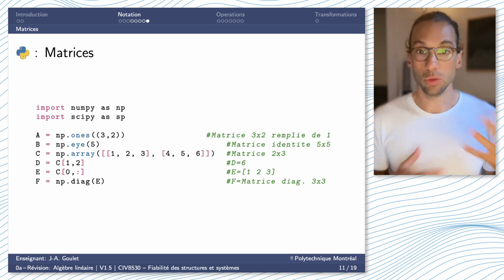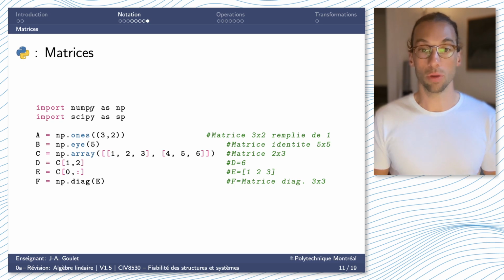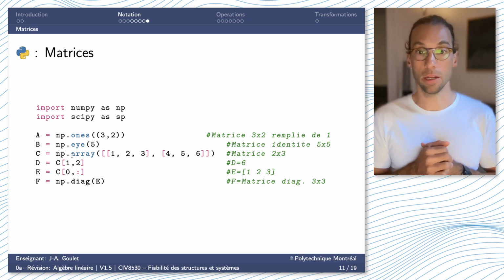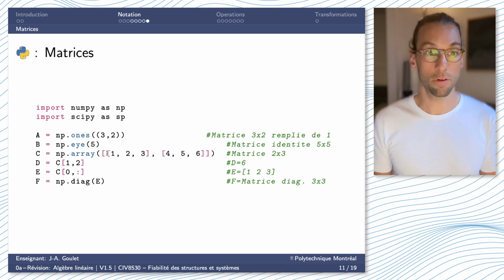So if we look in Python, how can we do these basic operations? If we use the packages numpy and scipy, we can define matrix A using numpy ones with 3 rows, 2 columns. It's going to be a 3 by 2 matrix filled with ones. We can do I5. That's going to be an identity matrix, 5 by 5 in dimension. Now if we want to manually build a matrix, we can use np.array. The first line is going to be 1, 2, 3. The second line is going to be 4, 5, 6.